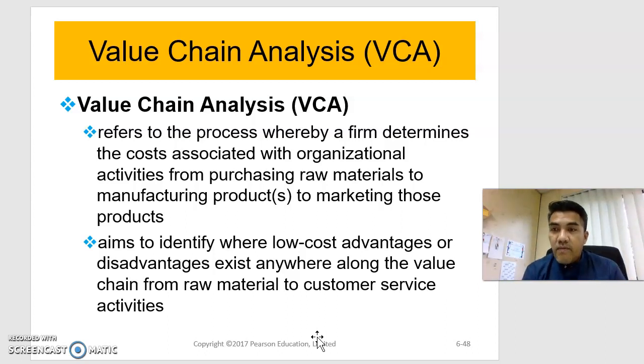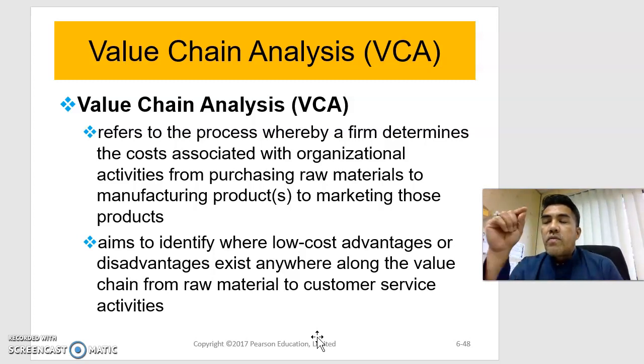They need to identify which of the resources, which of the activities within your organization, could be developed as your distinctive competency, something that cannot be matched or imitated by your competitors. What you need to do is this value chain analysis.